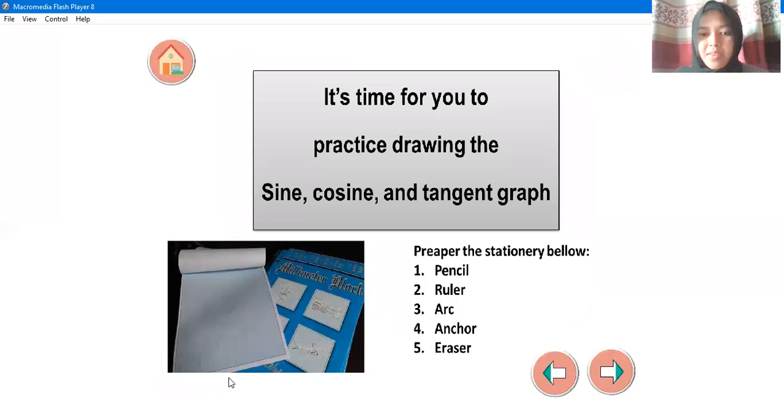Next. Okay, it's time for the students' exercise from the explanation of the graphs of sine, cosine, and tangent. Students, please make the graph on the sheet of paper that has been distributed. This is an exercise for students as well as a graph with a conclusion. It's time for you to practice drawing the sine, cosine, and tangent graphs. I give you millimeter paper, and you students prepare the stationery below: pencil, ruler, compass, and eraser. I hope you do the exercise well.